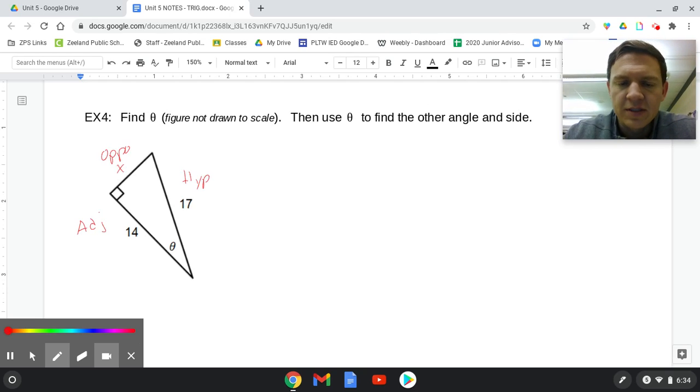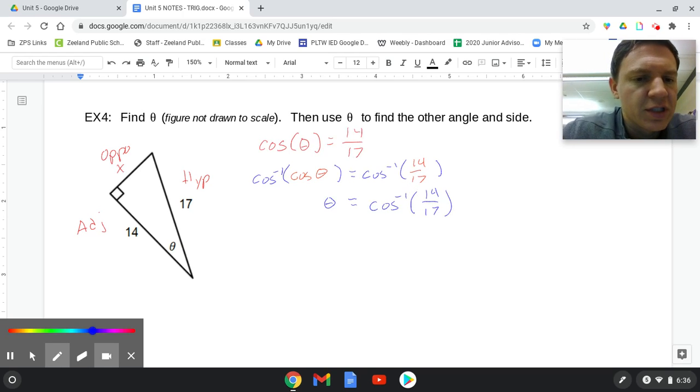All right, we got a similar one. Find theta, and then find the missing angle and side. You can go ahead and right now try to find theta on your own. Hit pause. If you don't, you're going to see the answers real quick.